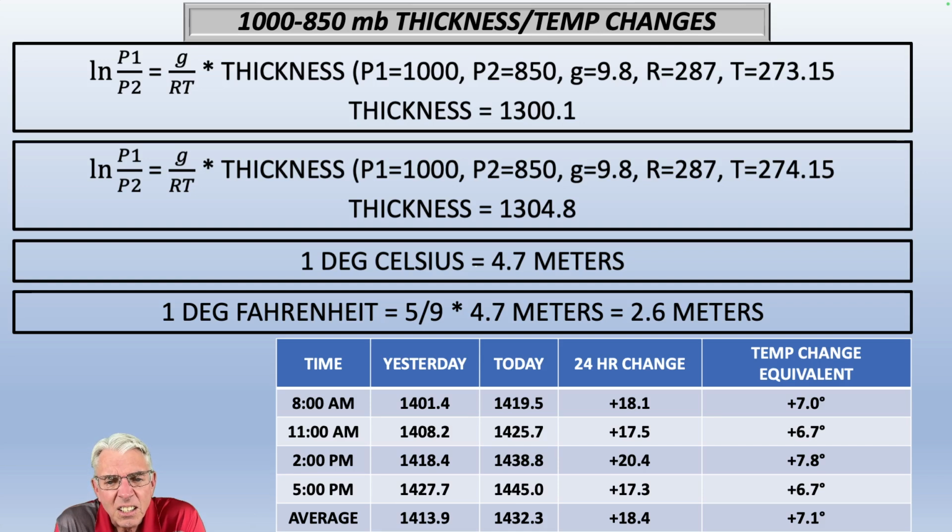and so forth. So the 24-hour change from yesterday to today was plus 18.1 at 8 o'clock, plus 17.5 at 11, plus 20.4 at 2, and plus 17.3 at 5. All of that averages out to plus 18.4. Okay, now that's meters. So when you divide those numbers by 2.6, which we already discovered that 2.6 meters is equal to 1 degree Fahrenheit, you get a temperature increase of 7, 6.7, 7.8, 6.7, all that averages out to 7.1.